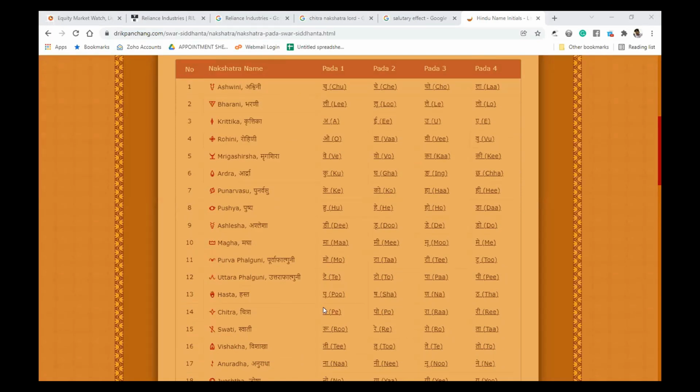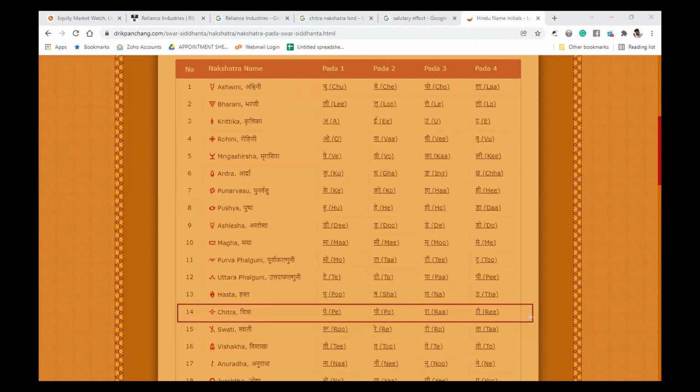Swati second pada, no, not Swati second pada. It's Chitra fourth pada because Re is given there. Re is also given in Swati, but that Re means ray, like radium. Now, some of you are not familiar with the Hindi Devanagari script and may face some difficulties understanding these alphabets. We need to pay very close attention. I will mark it, just a second, because this is where we get confused.